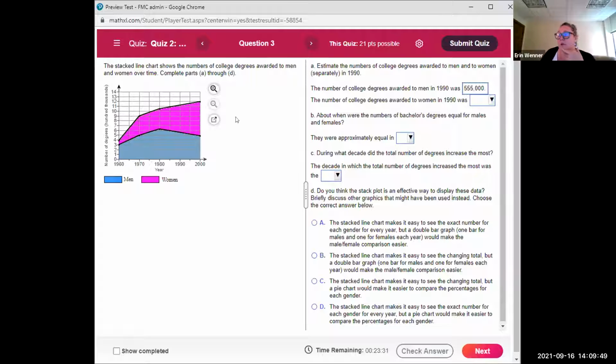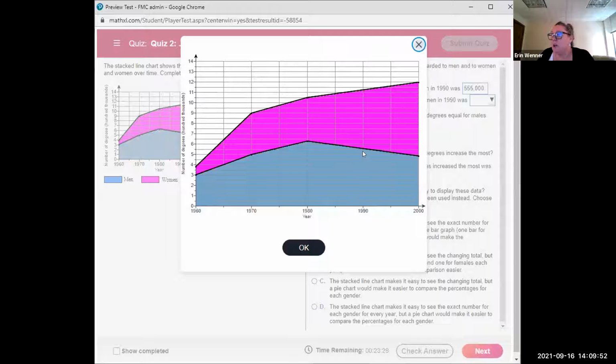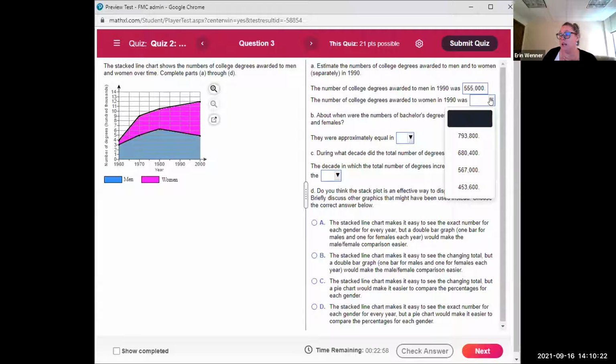The number of college degrees for women in 1990. Again, if we make this bigger, we know that the men was at 555. The women is topping out at like 10.75. So they look to be about similar. So when I subtract those, I personally get 5.2. And if I look at the options I have, the one that's closest to that is this 567. Because again, these bands are pretty similar to each other.